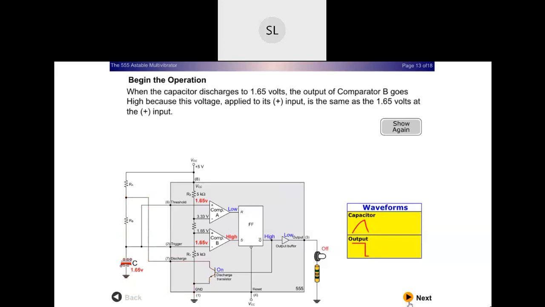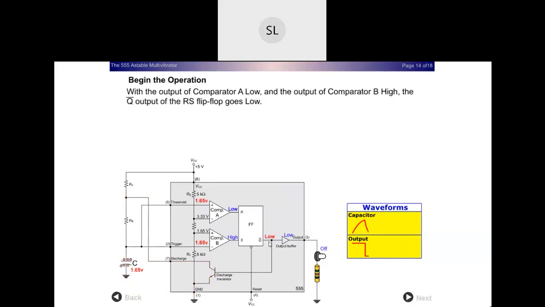Once it is high, then what will happen? It will set the flip flop. Means what? Q bar will be low. Q bar is low means what? This low terminal will be given to the inverter. Means what? The output of this timer will be high.